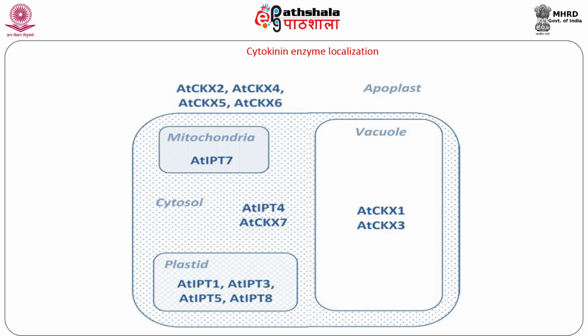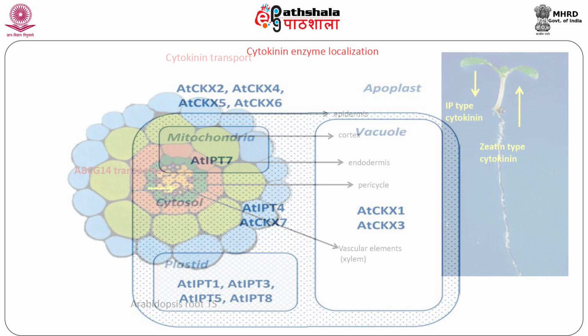Now, the location of cytokinin enzymes in plant cells. The isopentyl transferases are present in the plastids, mitochondria, and cytosol. Plastids are thought to be the main site for cytokinin synthesis. Cytokinin dehydrogenases, which degrade cytokinins, are mainly localized to the apoplast, vacuoles, and cytoplasm. Hence, cytokinin synthesis and metabolism occur in multiple cellular compartments.